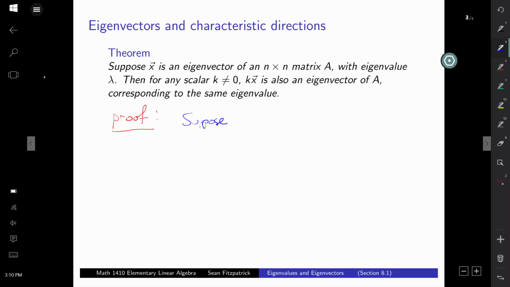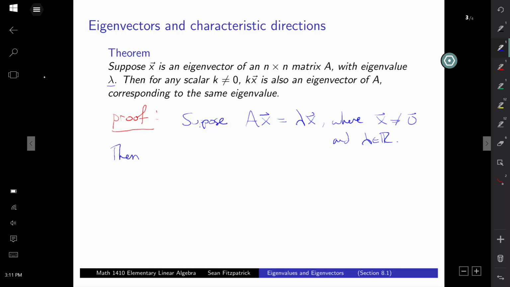So we start out by assuming that we have an eigenvector with a corresponding eigenvalue of lambda. Our hypothesis here is that Ax is equal to lambda x, where x is not the zero vector and lambda is any scalar. Okay, so that's our assumption. We've got one eigenvector with eigenvalue lambda, and we want to show that any scalar multiple of this is also an eigenvector.